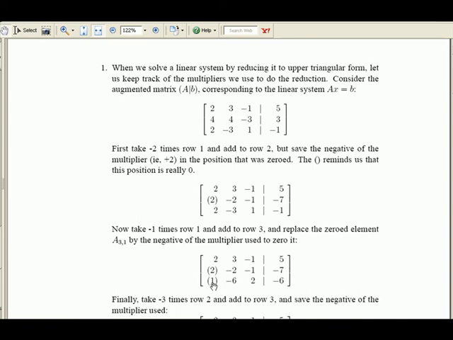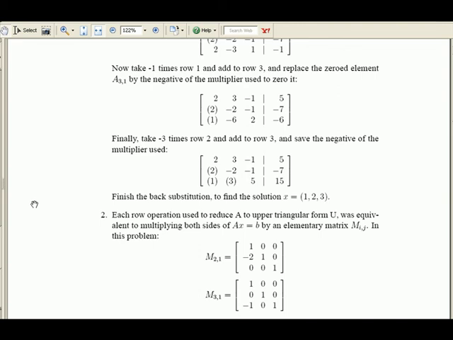Then we've got one more element to knock out, and we have upper triangular form. So now we need to take minus 3 times the second row and add it to the third to knock out the minus 6. We do that and put the negative of the multiplier there. And we have an upper triangular system. We solve for x3: 5x3 equals 15, so x3 equals 3. Then we go back and solve for x2 knowing x3, and solve for x1 knowing x2 and x3, and we get the solution.